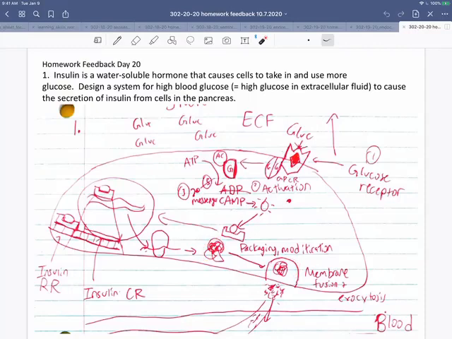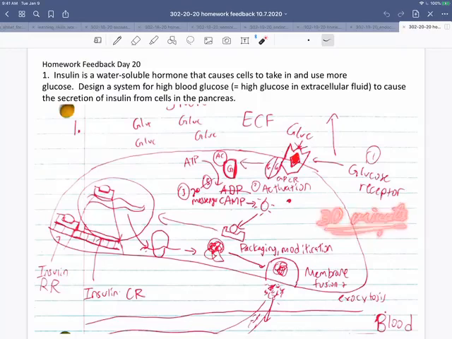I took off a tiny amount of points because that would give a long delay. It takes at least 30 minutes before you'd be able to release insulin. And so there you'd have at least a 30-minute delay before insulin could start taking glucose out of the blood. And that's potentially dangerous. That would be too slow.